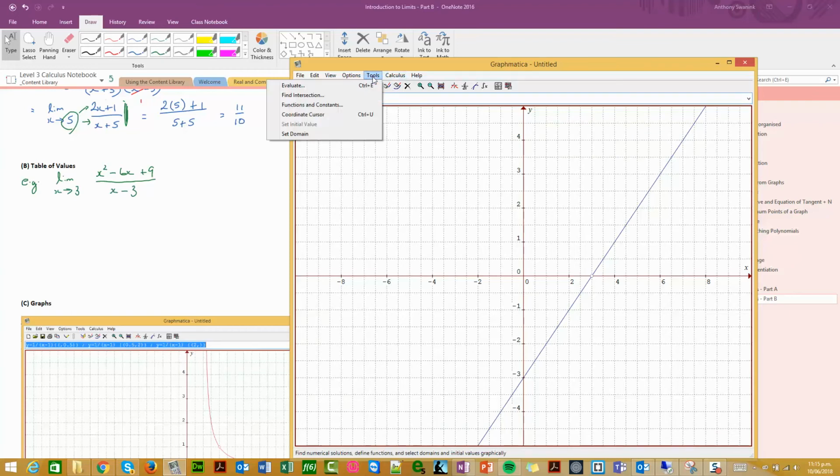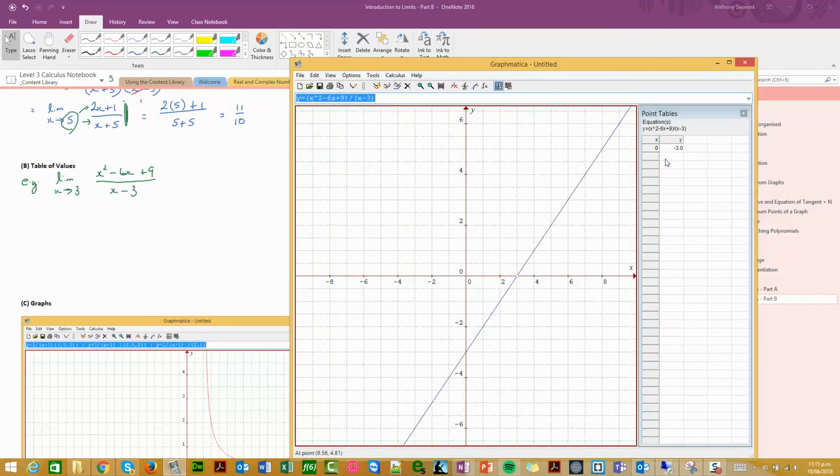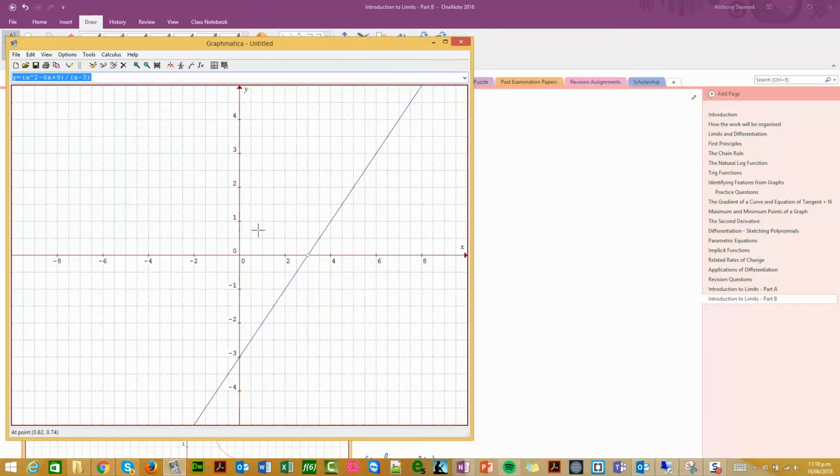Obviously we've got a graph here, but one of the things you can also use is a table of values. Let me just try and find out where that is. Tools, where is it? Point tables, that's the one under view. So what we're going to do here is set up a few values that will produce more than just what we've got here. So I'm just going to pause the video. Okay, so just back here again.